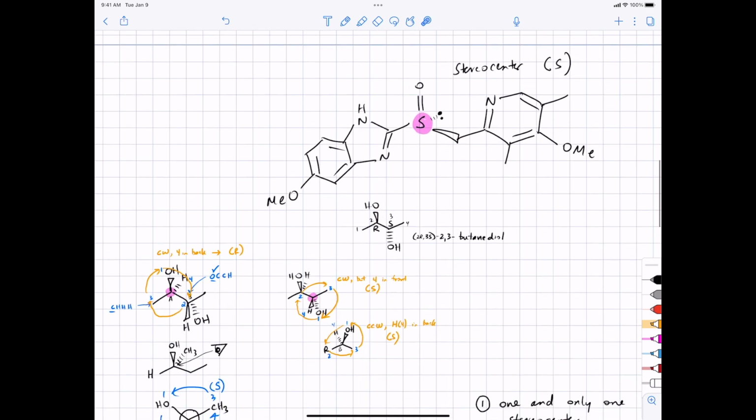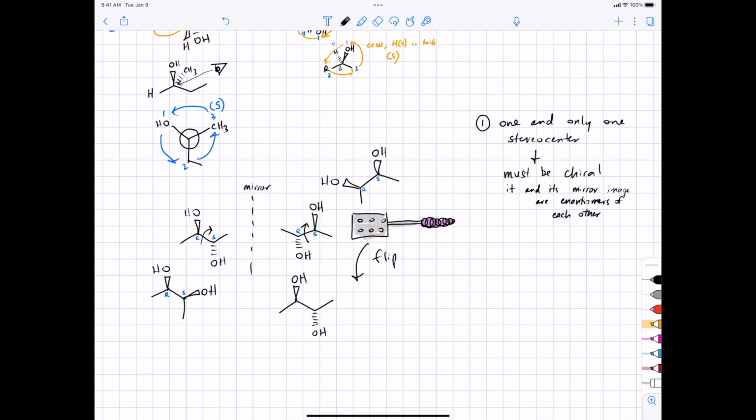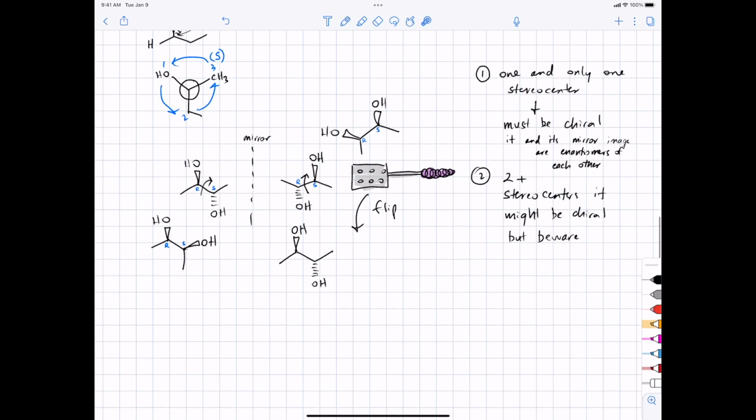All right? Now, second, we've shown that if a molecule has two or more stereocenters, it might be chiral. But beware. The molecule here has two stereocenters. Nevertheless, it is not chiral because it is the same as its mirror image.